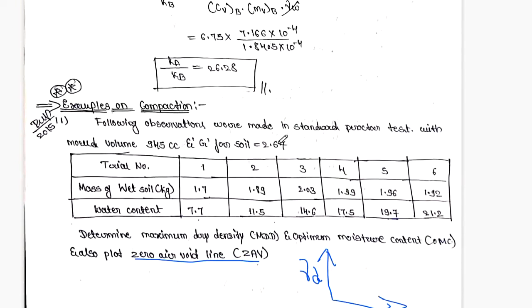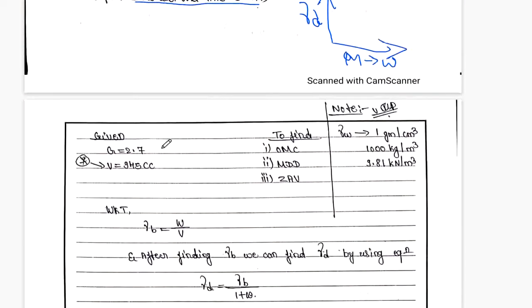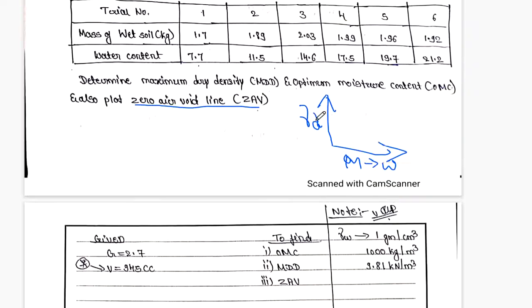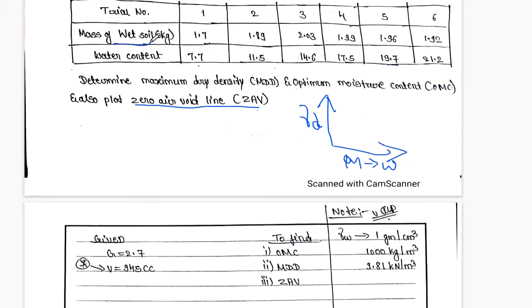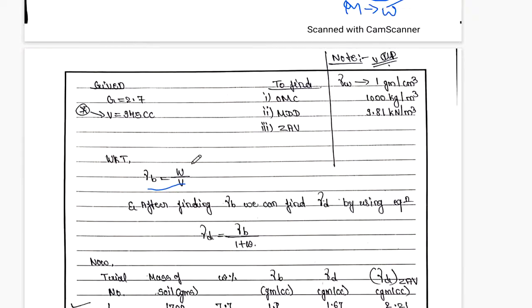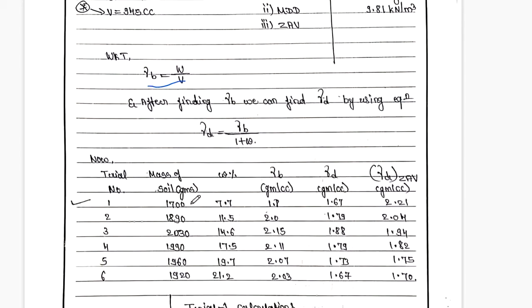So G is 2.67, volume of the mold is 945 centimeter cube. Before calculating the dry density, I need to calculate the bulk density, as it is a wet soil. Bulk density means weight of wet soil divided by volume. The volume of the mold will remain the same. The weight of wet soil they have already given, so I have converted it into grams.